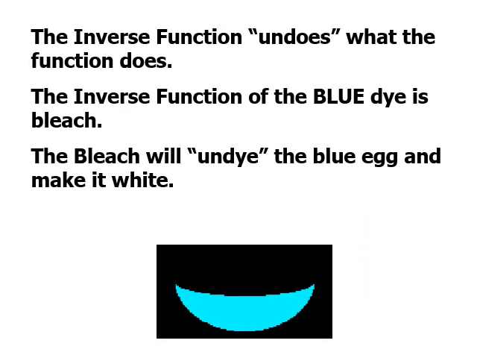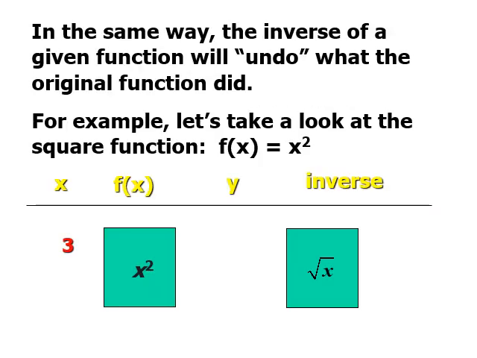The inverse function undoes what the function does. The inverse function of blue dye is bleach. The bleach will undye the blue egg and make it white. In the same way, the inverse of any given function will undo what the original function did.